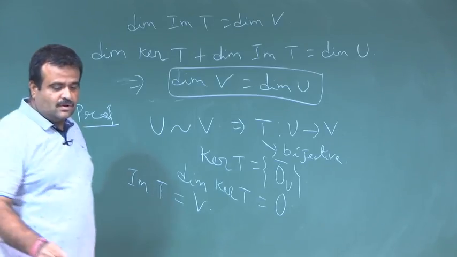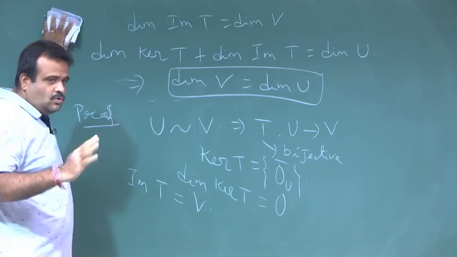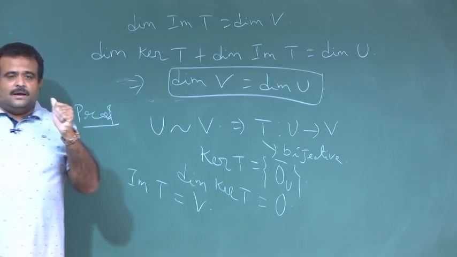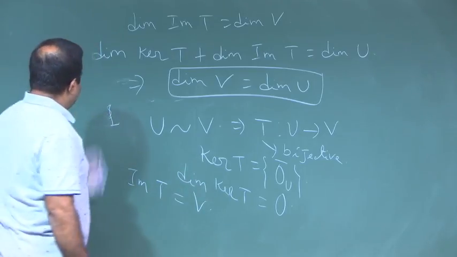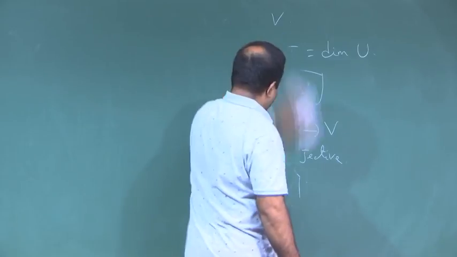And the second part of the theorem is, if their dimension is the same, then we have to show that they are isomorphic. That means we need to define a linear transformation which is bijective. So, let us try that. This is the second part of the theorem.